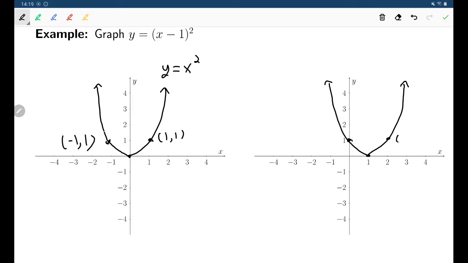I'll just label my points, label my graph, and there we go. We've got our well-labeled graph of y equals x minus 1 squared.